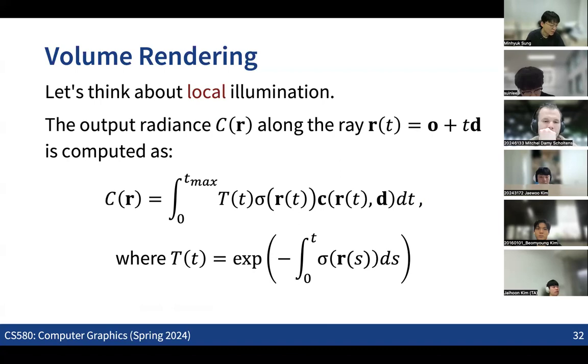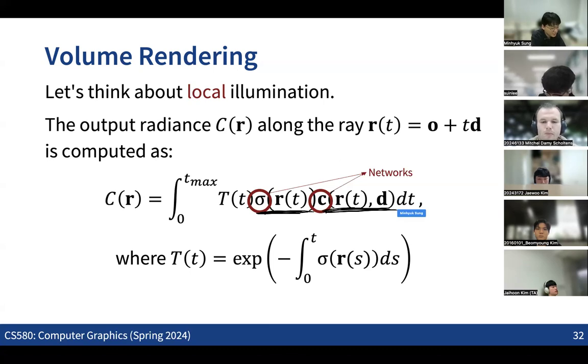So what we are going to do is, when you shoot a ray in some specific direction in this 3D space, we're going to see how we can calculate the output radiance given the density and the incoming source radiance information. So this is the equation that we are seeing. These two are neural networks. The first one gives the density information, and the second one gives the radiance information, which is the amount of light emitted at the specific point and direction.